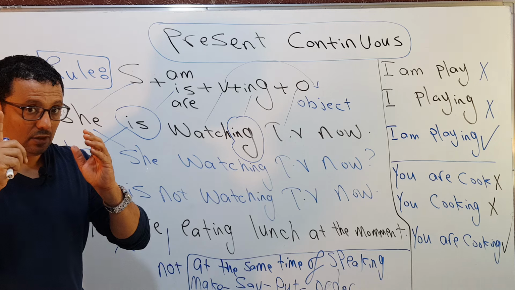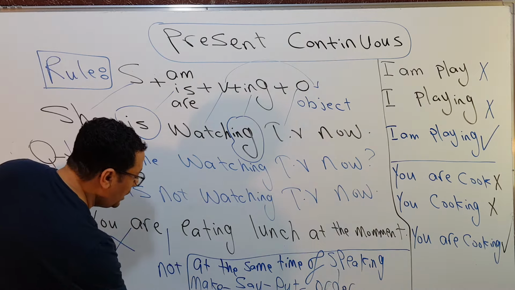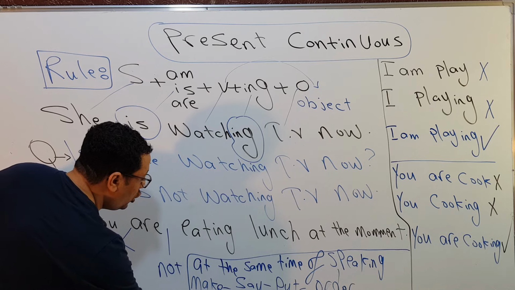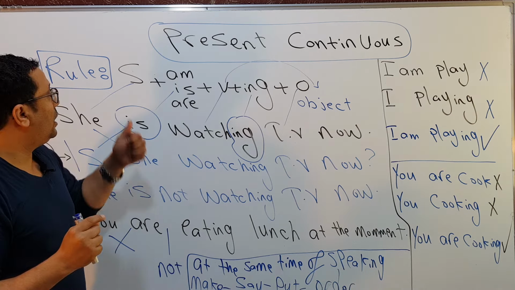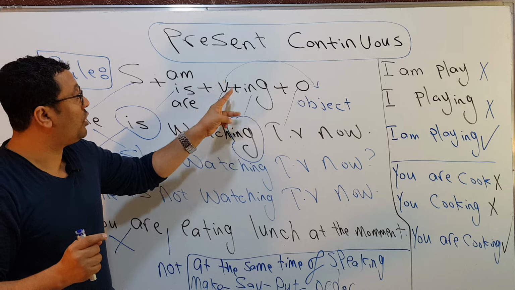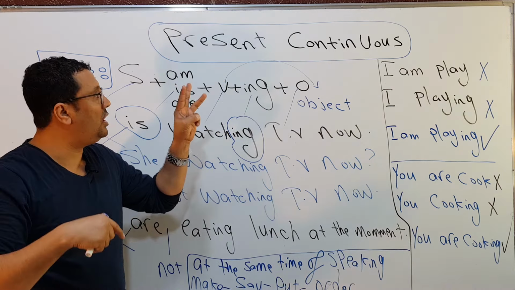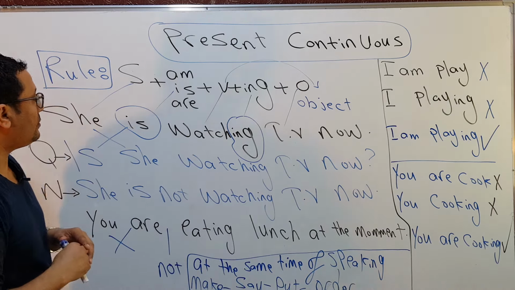But don't forget, don't forget. Forget يعني تنسى. Number one subject, number two am, is, are, number three verb with ing, and number four is the object. Always. Okay.